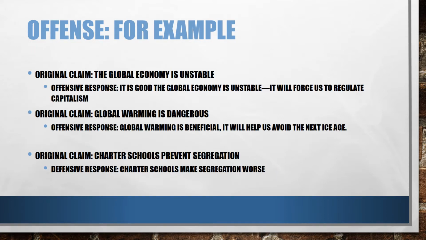Let's give some examples. If the original claim is that the global economy is unstable, you say, excellent. It is good the global economy is unstable. This instability will force us to regulate capitalism. If the original claim is that global warming is dangerous, you say, no, global warming is beneficial. It helps us avoid the next ice age. If the original claim is that charter schools prevent segregation, you say, no, charter schools actually make segregation worse. Notice in each of these instances, they have taken the original claim and flipped it on its head.